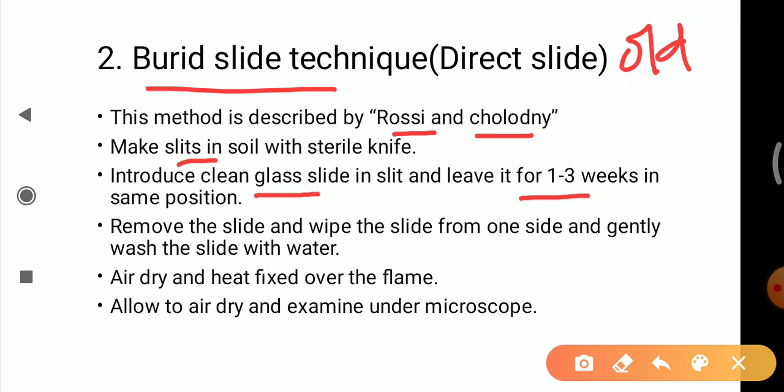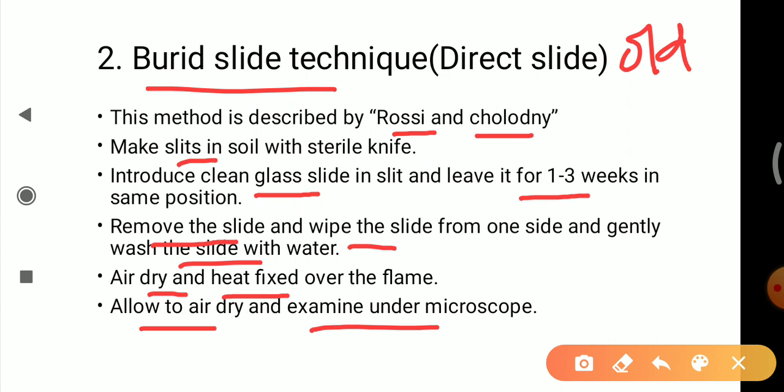After 1 to 3 weeks, we remove the slide and gently wipe one side, then wash the slide with water, air dry, and heat fix over the flame. After it air dries, we examine it under the microscope. This is all about the buried slide technique.